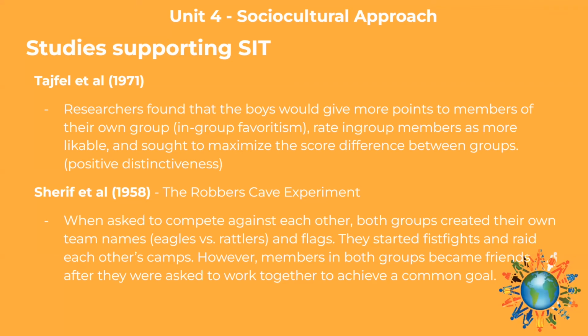And as for positive distinctiveness, this is when one group thinks they are better, so they start to name-call, like shouting towards the other and raiding each other's cabins, because they think that their group is better. So their actions demonstrate out-group hostility. However, when they worked together, they became friends. So this shows that when no categorization happened, when they became one, they started to become friendly again because they started to adopt their own values and view themselves as a unified group rather than two groups that are competing against one another.